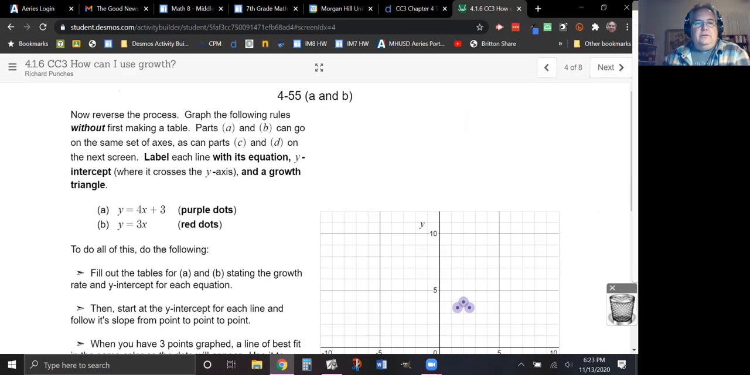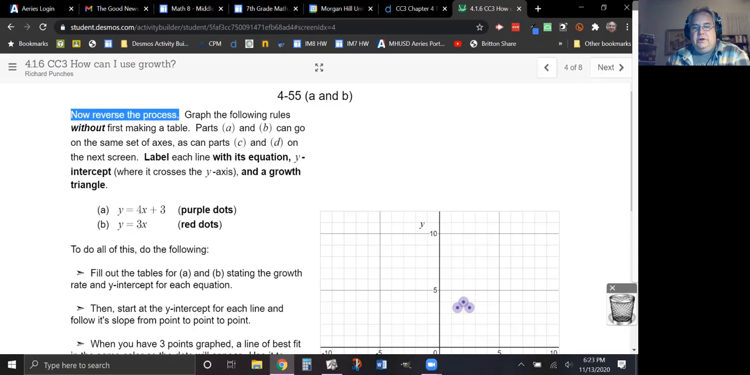Page 4. All right, now we get into the fun part. Now reverse the process. Graph the following rules without first making a table. Parts A and B can go on the same set of axes, that's these axes, while C and D can go on the next screen. Label each line with its equation, y-intercept is where it crosses the y-axis, and a growth triangle.